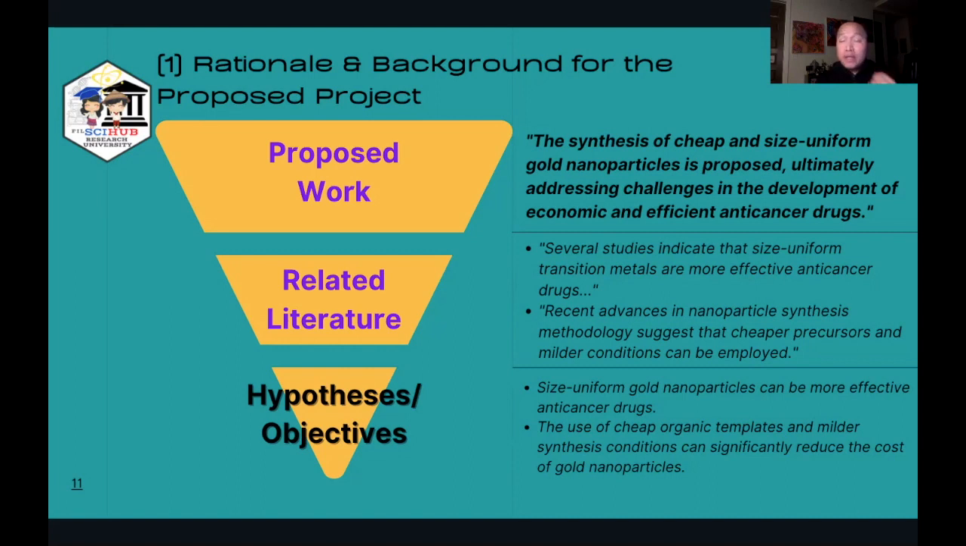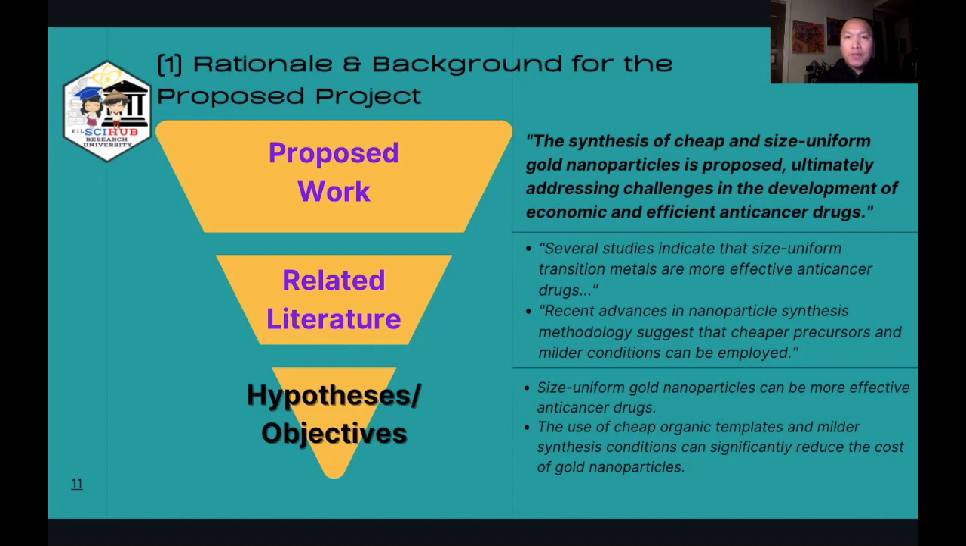communicate your research questions. And then lastly, your hypothesis, you have to state it here. Size uniform gold nanoparticles can be more effective anti-cancer drugs. And then the second statement could be, oh, the use of cheap organic templates and milder conditions can significantly reduce the cost of gold nanoparticles. And then these hypotheses are again the basis of your research objectives, what you really are intending to do, what you intend to work on in the laboratory, what you intend to acquire data as proofs for.